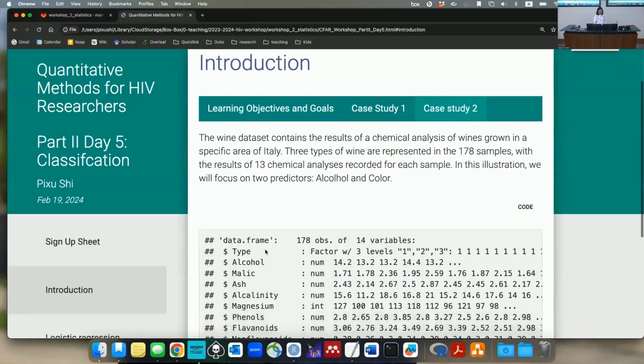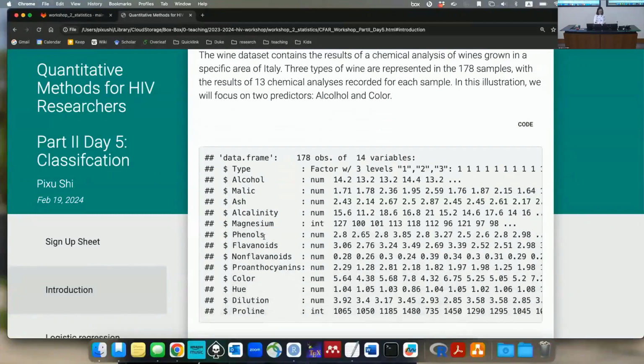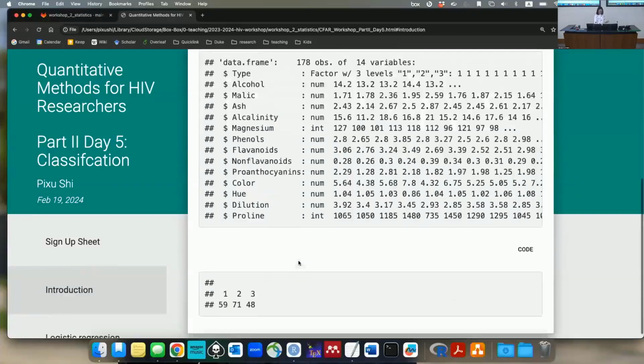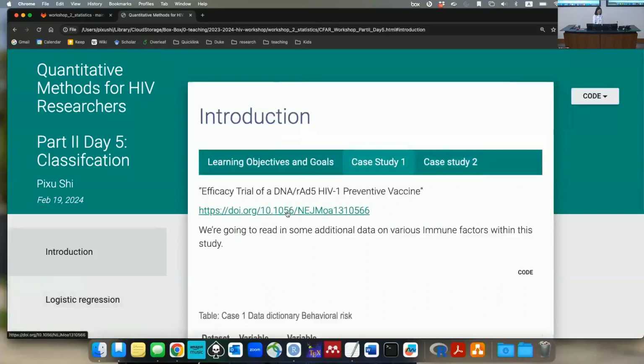categories. This data set is a data set of different wines. So each entry is a type of wine, and the predictors are the alcohol content and all these different chemical content, all the characteristics of the wine. And we're trying to predict the type of the wine using the chemical and the observing characteristics of the wine. But the majority of the lecture will be focused on the HIV data set.